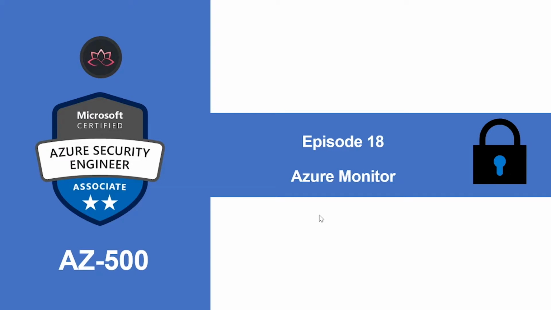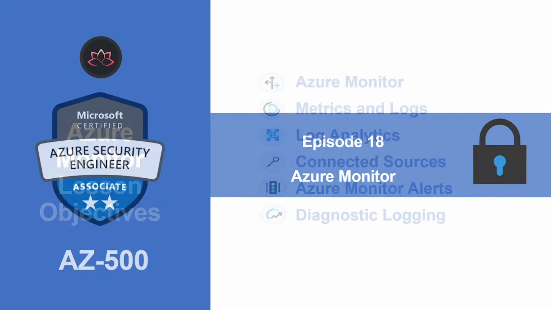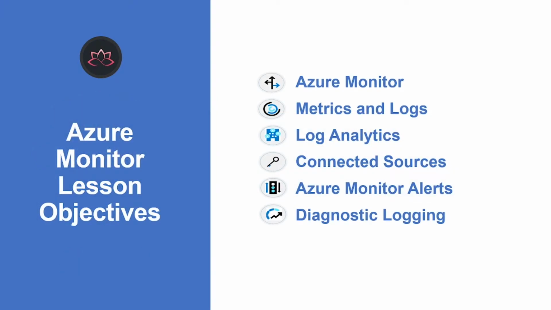In this video, we're going to talk about Azure Monitor. Let's have a high level look at the things we are going to learn in this video. We will understand what Azure Monitor is and what the components involved in Azure Monitor are, things like metrics and logs. And what is Azure Log Analytics and how can you use Azure Log Analytics for connected sources? And we will talk about Azure Monitor alerting as well. Then we will finish off with diagnostics and logging. So without wasting any more time, let's get into it.